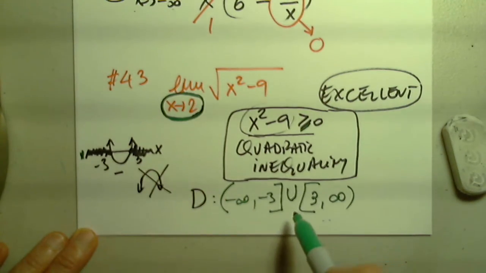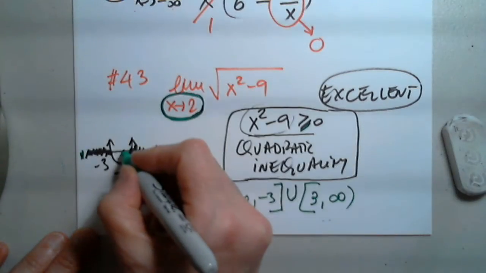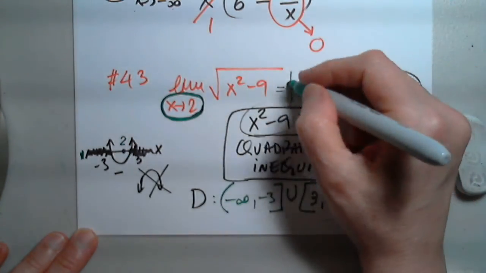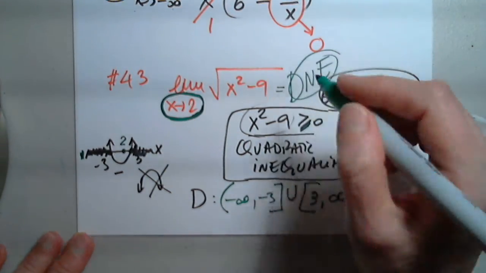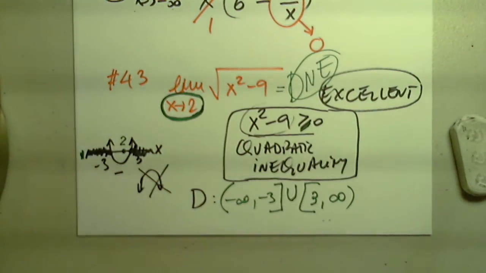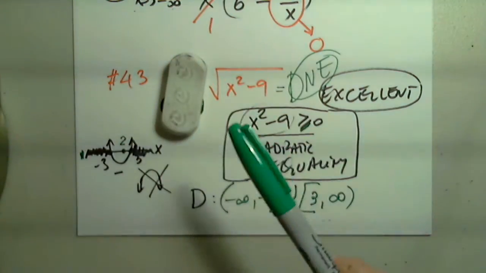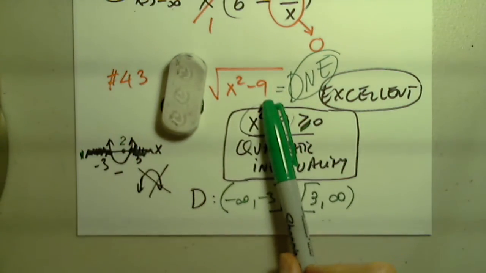Where is 2? 2 is right here. Since it's not in the domain, would it not exist? Excellent. Brilliant. Who said that? Brendan? Thank you. Yes. Perfect. Of course, that's the reason why I don't even look at this. I find the domain first.